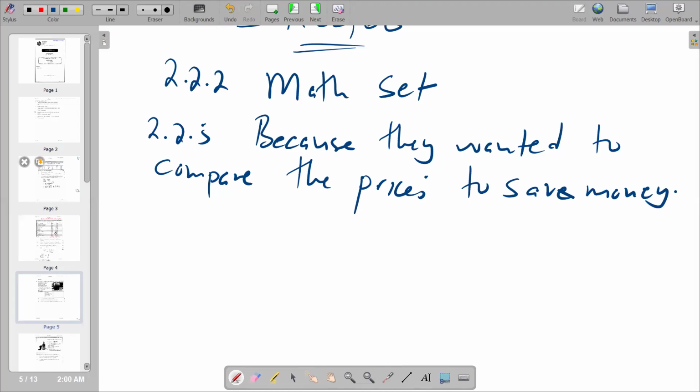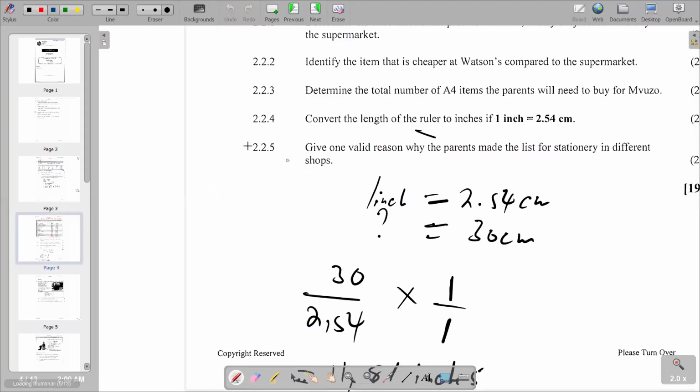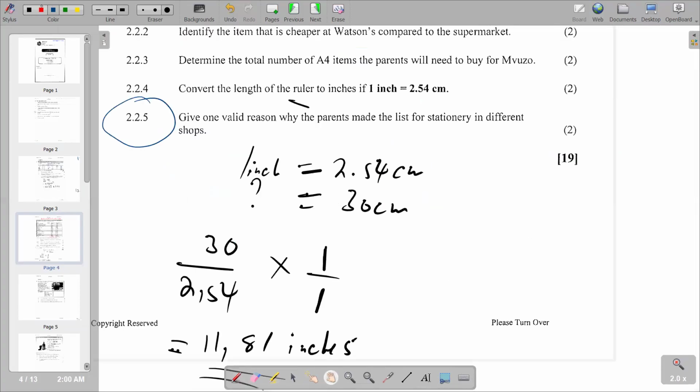So go back to our question and see that this becomes the last part of our question. And our question 2 yet 19 months.